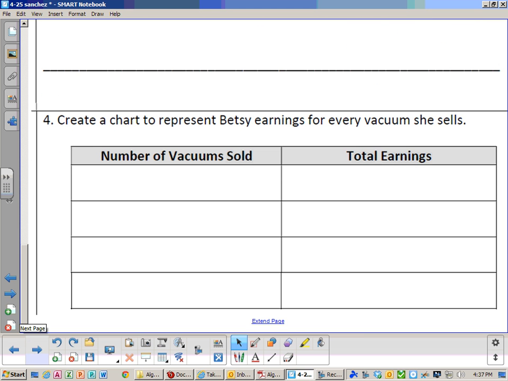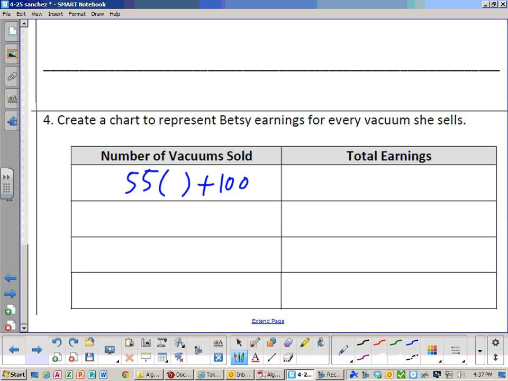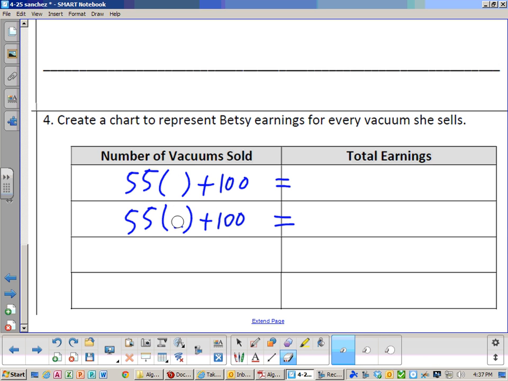Create a chart to represent Betsy's earnings for every vacuum cleaner she sells. Very easy. Your equation was 55 times x plus 100. So if you put one vacuum in there, what would it be? If I put two vacuum cleaners in there, what would it be? I tell you what, actually don't start off with 1. Start off with 0. What if I did 0 vacuum cleaners, then 1, and so on?